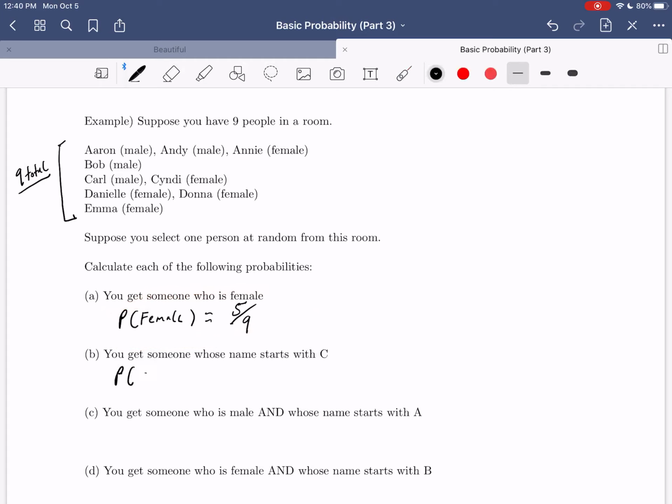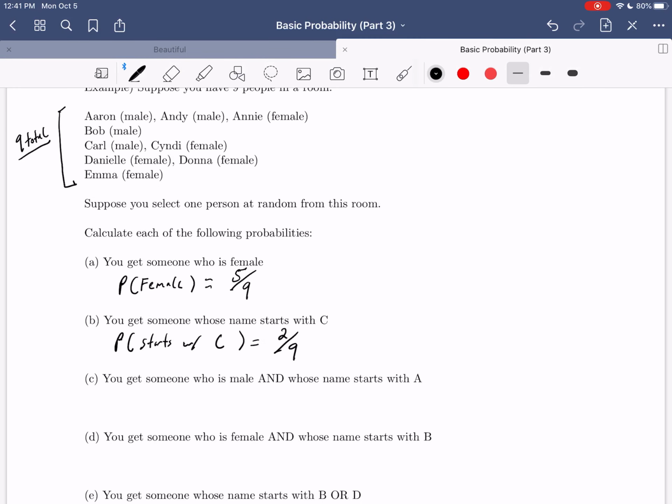What's the probability for B, that the name starts with C? Again, we just look through how many outcomes satisfy the name starting with C. Well, if we select Carl or Cindy, the name will start with C. So that's going to be 2 out of 9.